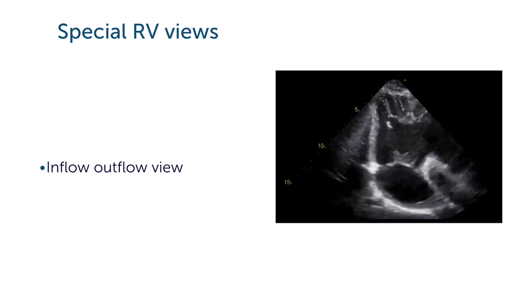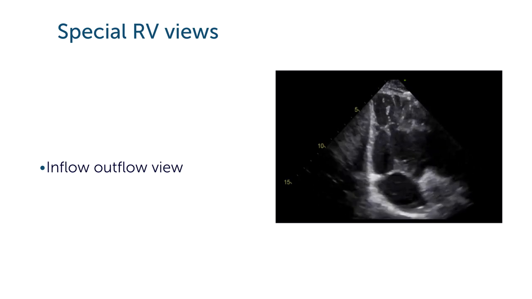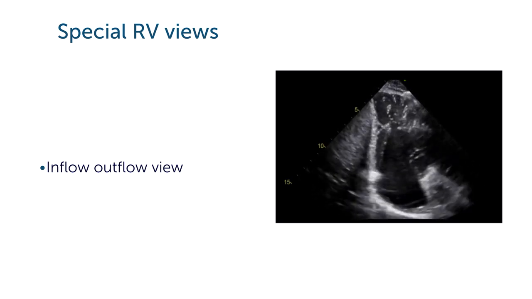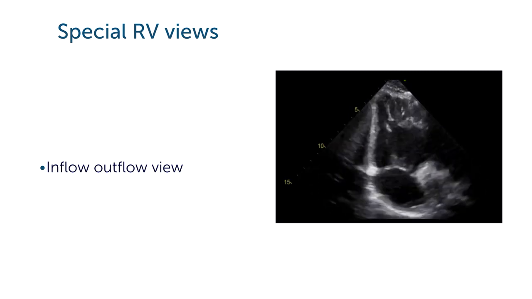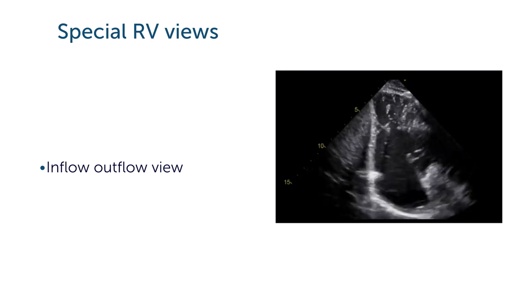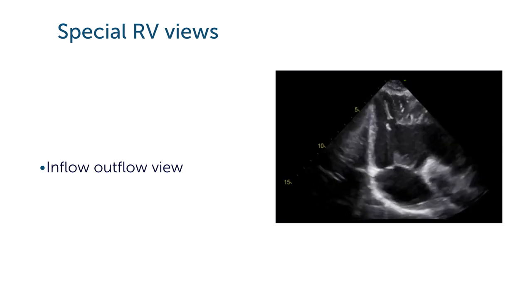Finally, there are some views, the so-called long axis views of the right ventricle, which are also not standard views, but which can be helpful if you want to assess right ventricle function. For example, there's the so-called inflow-outflow view. Here you see the inflow of blood through the tricuspid valve of the right ventricle and also the right ventricular outflow tract. So here you'll see different portions of the right ventricle compared to the classical four-chamber view.